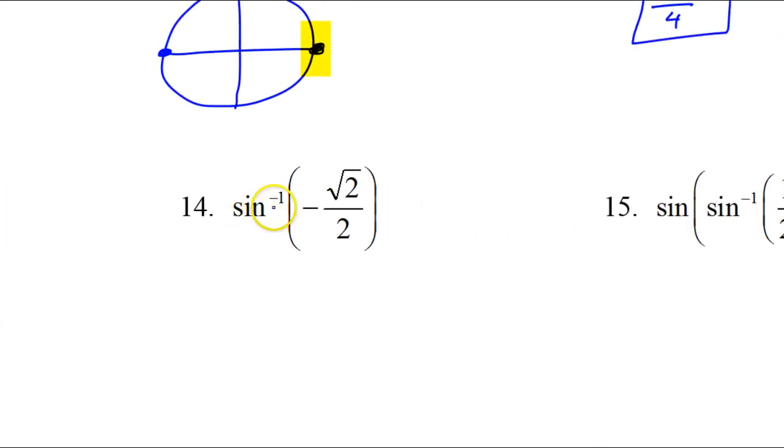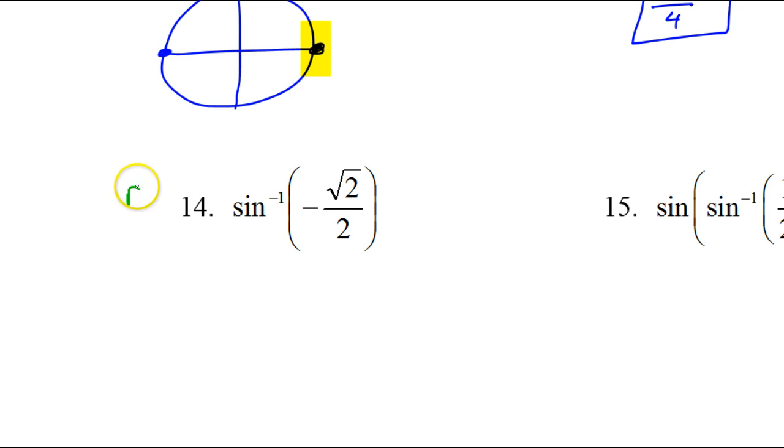Alright, what is the inverse sine of negative radical 2 over 2? Hey guys, inverse sine is just an angle. It's the angle whose sine is negative radical 2 over 2. So, the sine of what angle is negative radical 2 over 2? Well, ignoring the negative sign, I know that the answer is going to involve pi over 4.